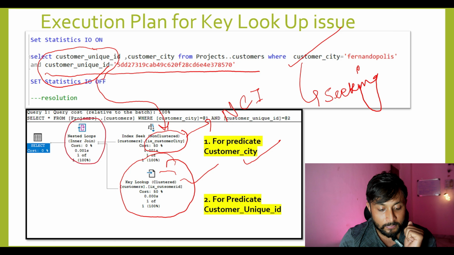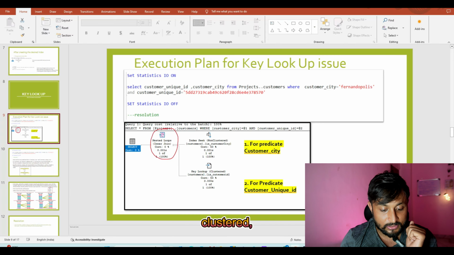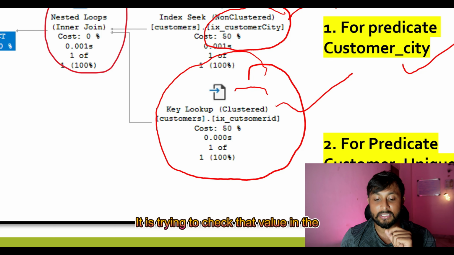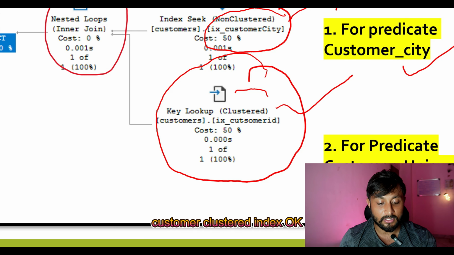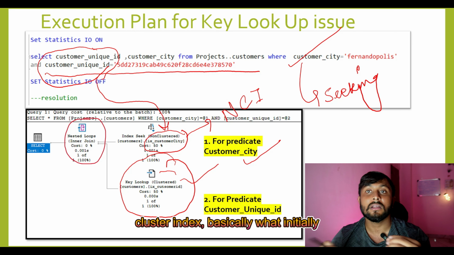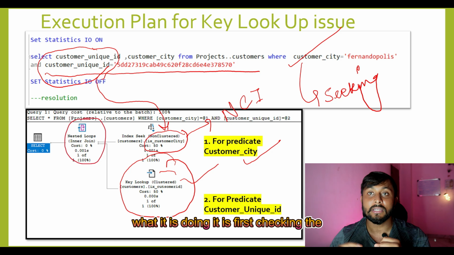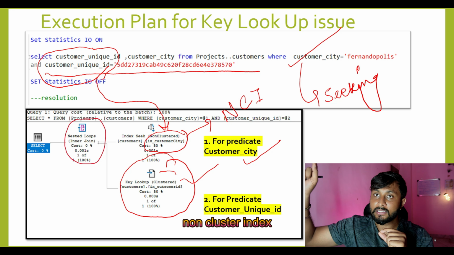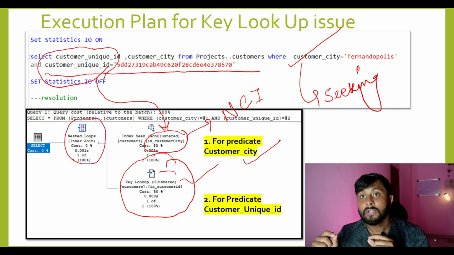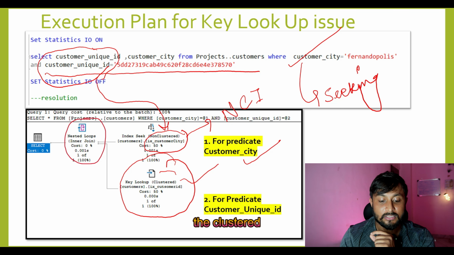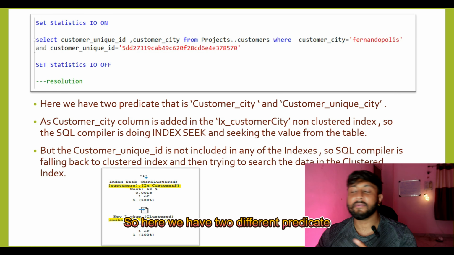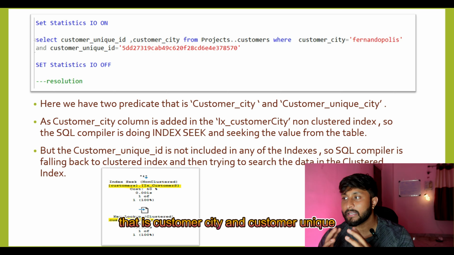Here you can see that I have the clustered data. It is trying to check that value in the customer clustered index. Basically, it first checks the data in the non-clustered index, and it does not get the desired columns. So it falls back to the clustered index and tries to check the data using that clustered index. So here we have two different predicates, customer city and customer unique ID.